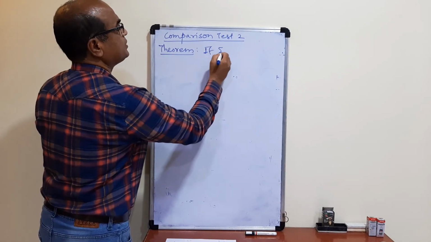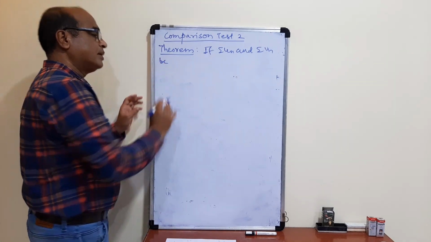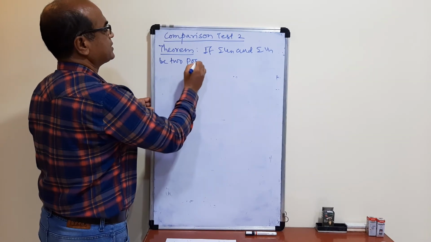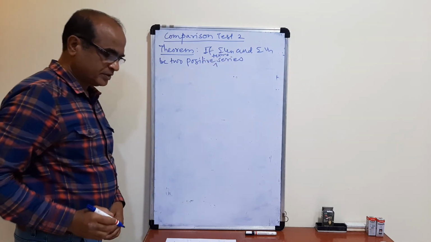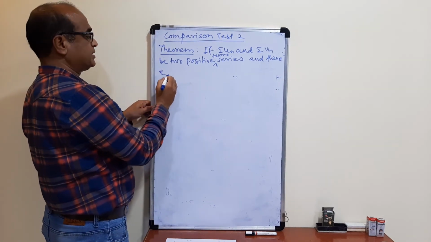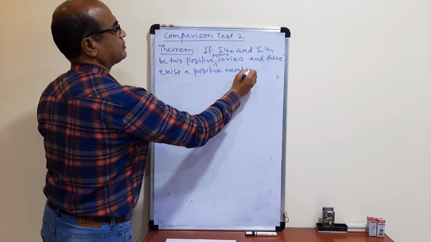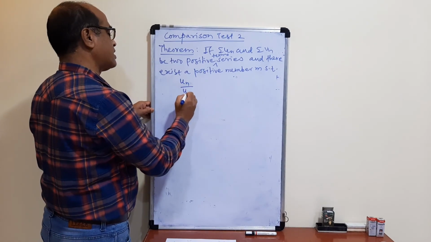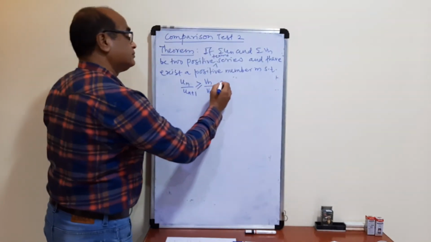If summation un and summation vn are two positive term series (we remember that in a comparison test both series must be positive), and there exists a positive number m such that un upon un plus 1 is greater than or equal to vn upon vn plus 1 for all n greater than m.